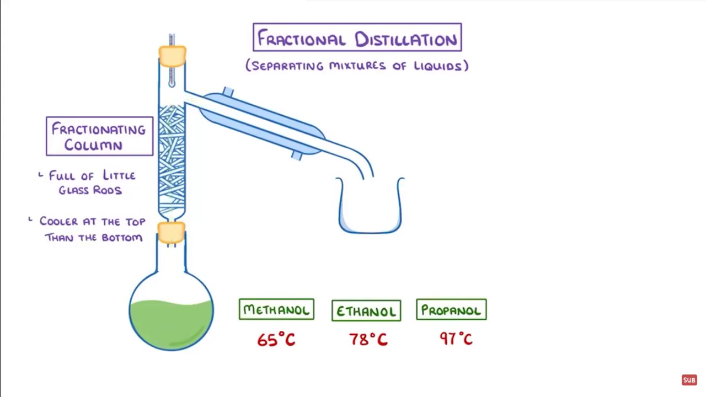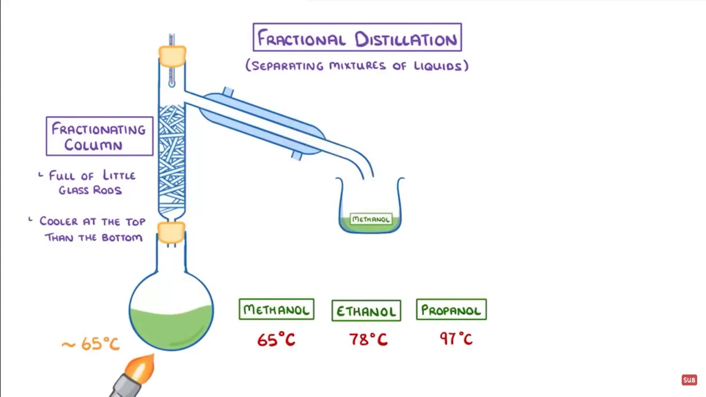Now, because methanol has the lowest boiling point, we'd heat the mixture to around 65 degrees first. This would cause the methanol to evaporate and then rise up the fractionating column. It would then pass into the condenser and condense into liquid methanol, which we would then collect in our beaker.